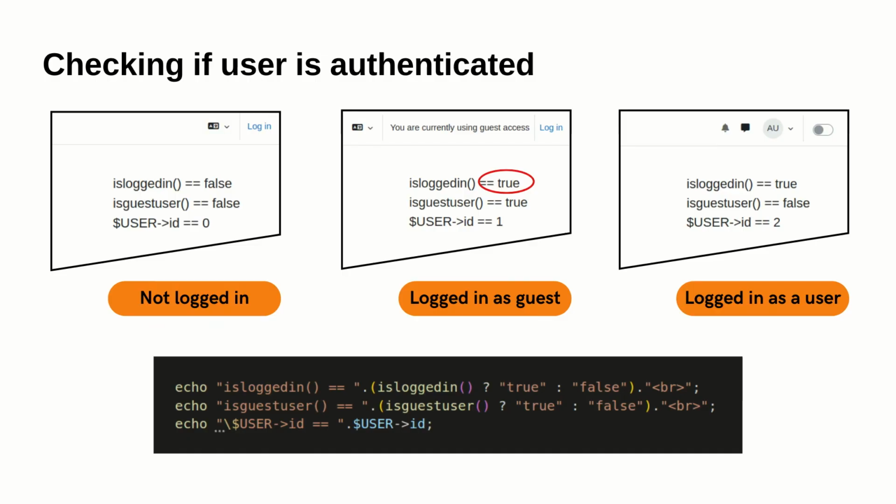And even if the user isn't logged in at all, $USER is still an object with an id property set to 0. To verify if a user is fully authenticated, check that isloggedin returns true and isguestuser returns false. The same applies to the require_login function, which is commonly used across Moodle to enforce login requirements.